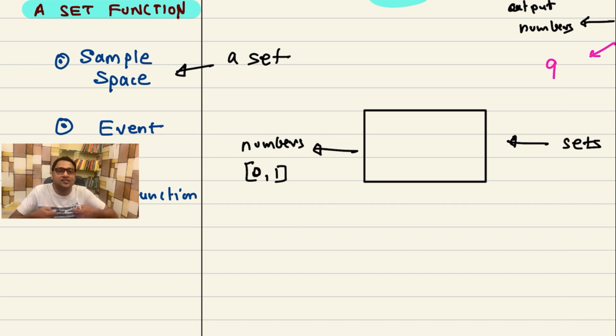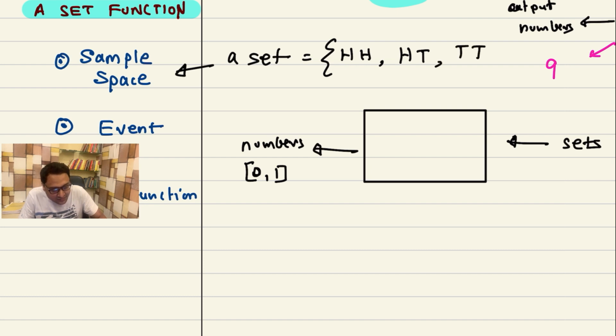Suppose you have two coins, you are tossing them, then the sample space is this set of outcomes of that experiment. So what could be the outcomes? The outcomes could be HH, right? Both of the outcomes are heads. It could be HT. One of the outcomes is head, one of the outcomes is tails, and it could be TT, right? So you are simultaneously tossing the coins.